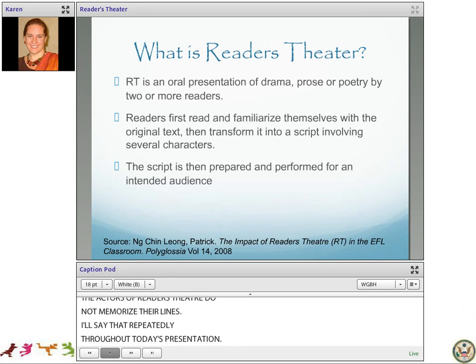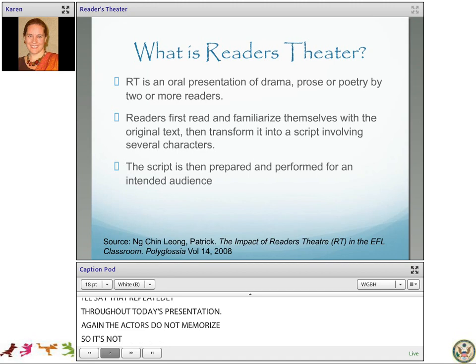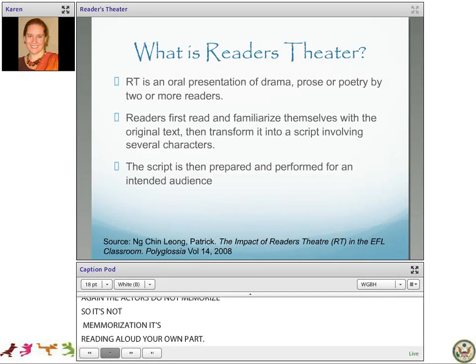Rather, it's an activity that involves active reading, scanning while others are reading the text, and then reading aloud your own part. Its power lies in its repetitions. So the more times you read through the script together, the more you're able to use intonation, pausing, and other delivery features in speech that make it a powerful text.